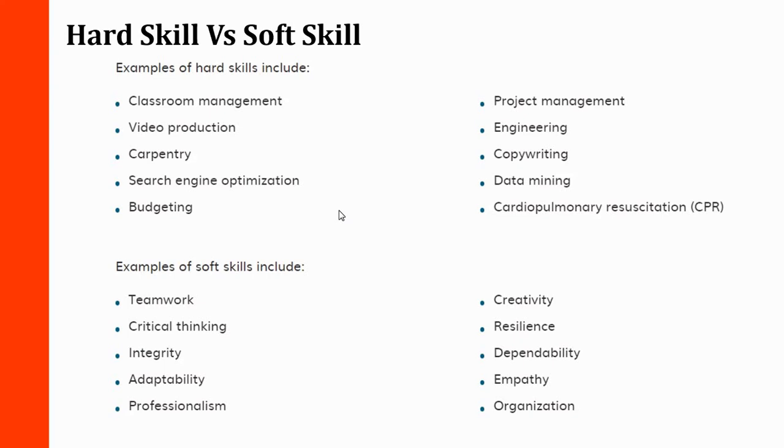Examples of soft skills include teamwork, critical thinking, integrity, adaptability, professionalism, creativity, resilience, dependability, empathy, and organizing things and work. Those are examples of soft skills. Even soft skills are not limited to this set. These are some extracted examples.